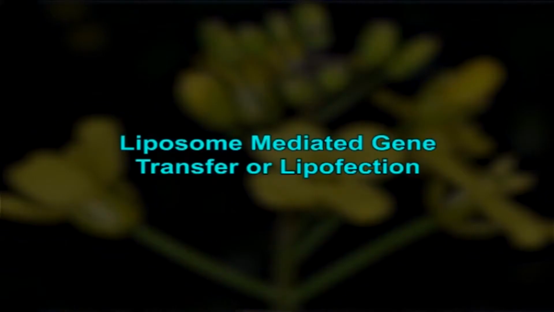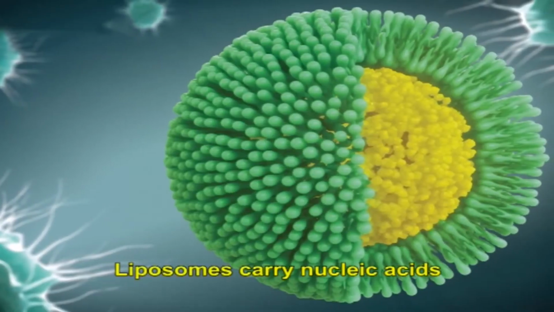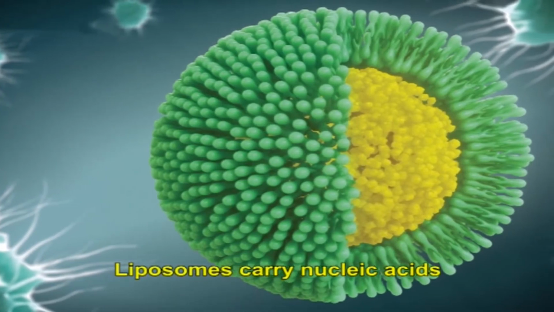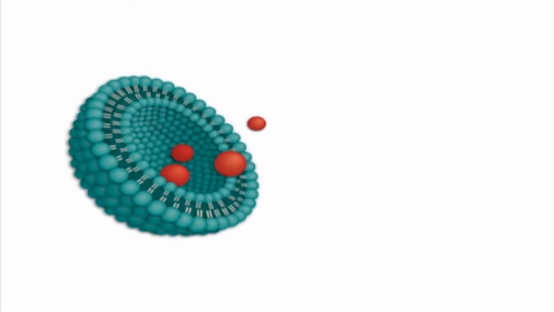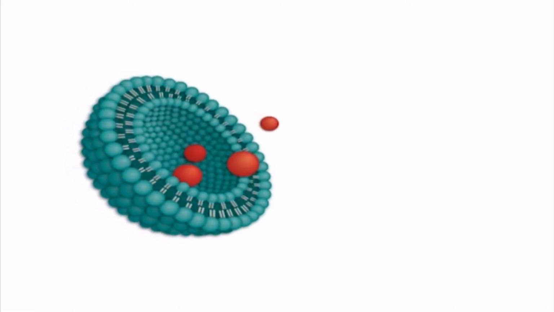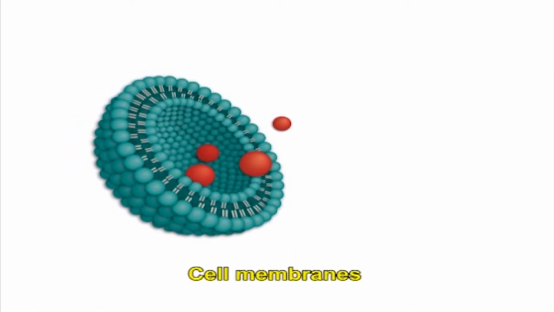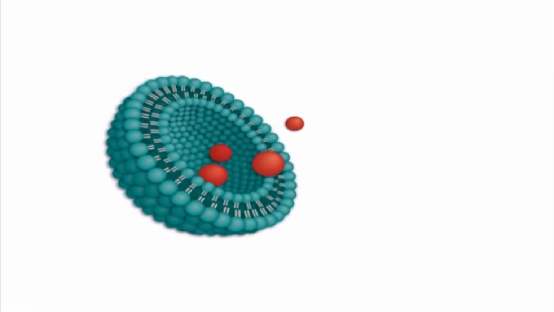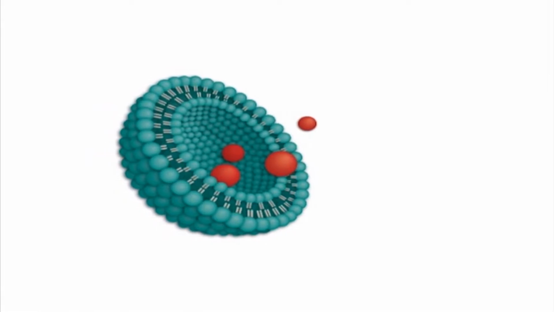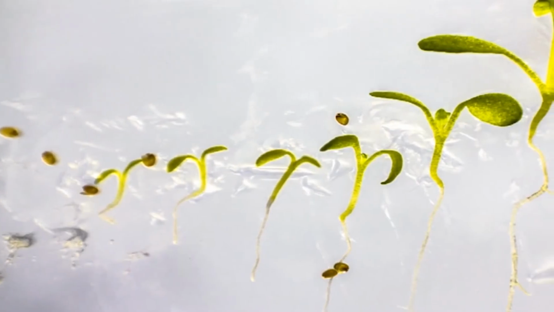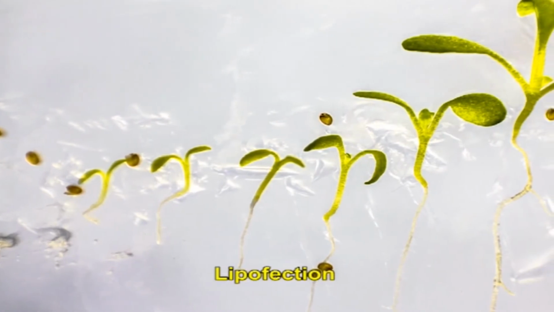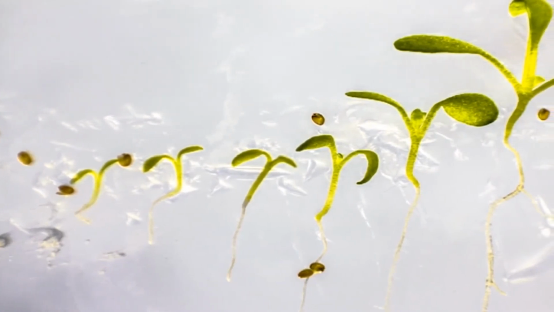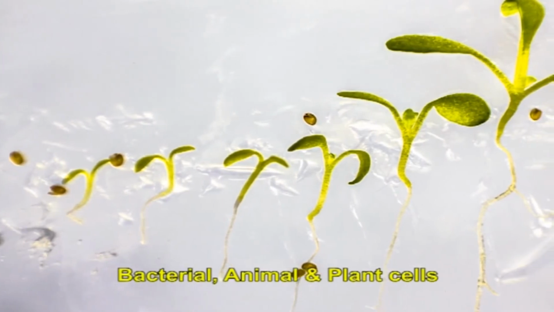Liposome mediated gene transfer or lipofection. Liposomes carry nucleic acids. They are circular lipid molecules with an aqueous interior. Liposomes condense the DNA fragments and then stick to the cell membranes and fuse with them to transfer DNA fragments. Therefore, the DNA enters the cell and then the nucleus. Lipofection is a very well organized technique used to transfer genes in bacterial, animal and plant cells.